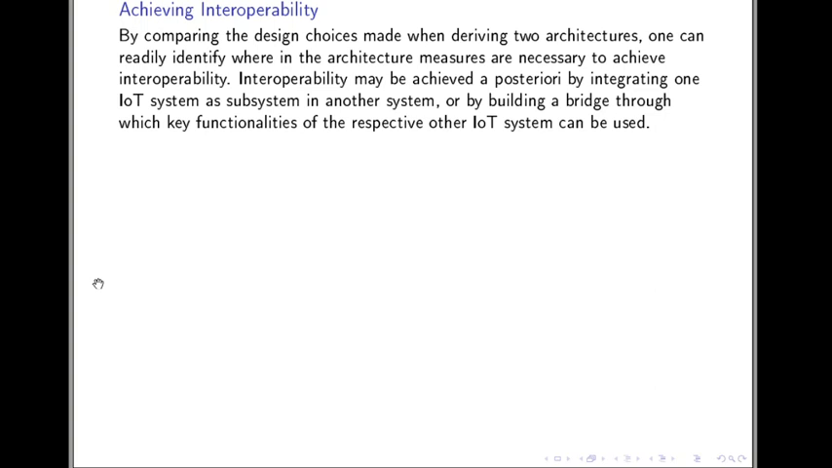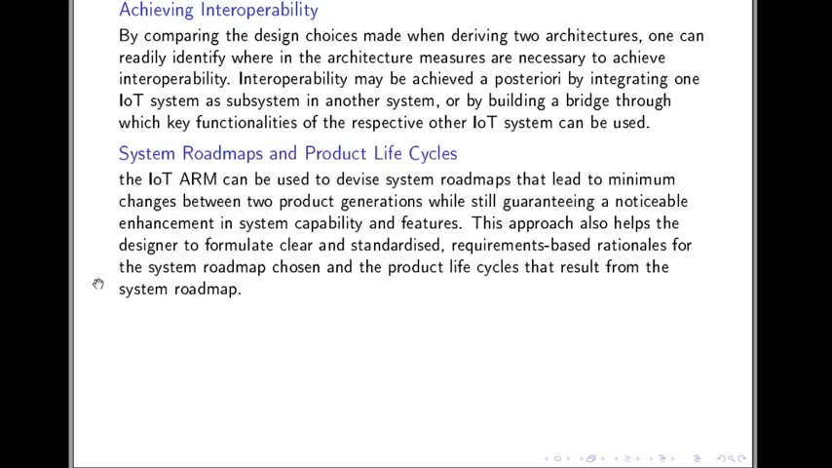The next point is achieving interoperability. By comparing the design choices made when deriving two architectures, one can readily identify where in the architecture measures are necessary to achieve interoperability. Interoperability may be achieved a posteriori by integrating one IoT system as a subsystem in another, or by building a bridge through which key functionality of the respective other IoT system can be used.